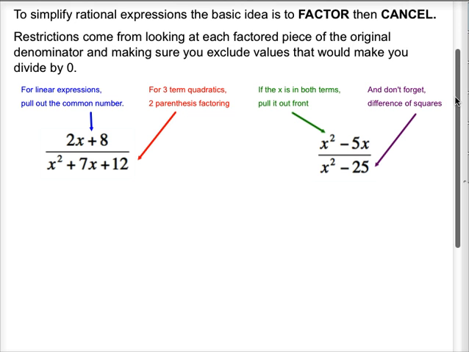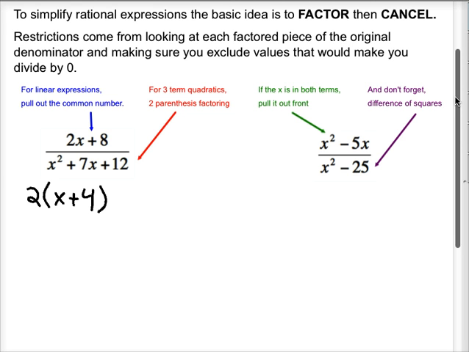So I just want to remind you of the 4 basic ways that we can factor. So first, when you have to factor a linear expression, all you can do is pull out a number. So here, you can pull a 2 out of both things on top. And that's all you can do for linear, okay? Just divide 2 out of both of them.